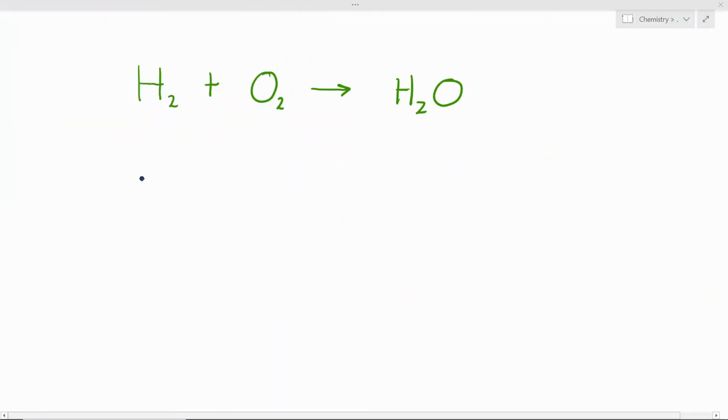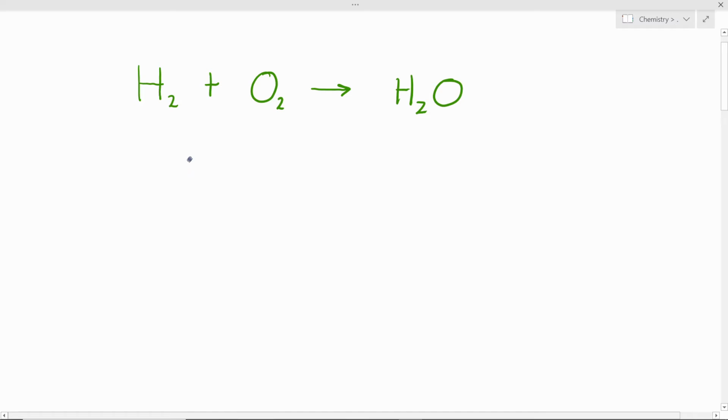Alright, so let's start off with a really simple example. Balancing equations is just about making sure that the number of each element is the same on both the reactant side and the product side. When we read these equations, we know that the reactants are on the left side and the products are on the right side.